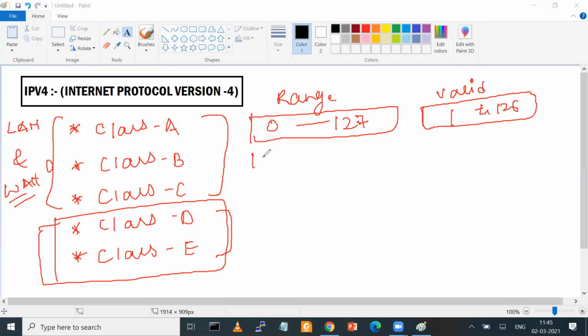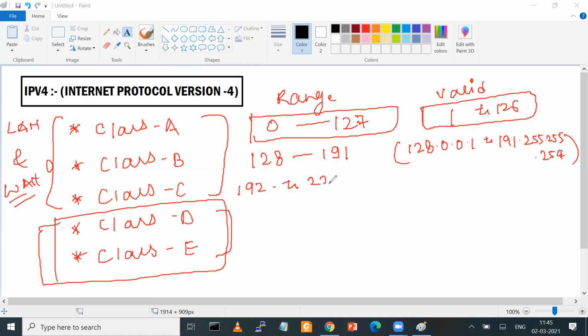Class B range is 128 to 191. This is the class B range. Valid range is 128.0.0.1 to 191.255.255.254. This will be my valid range for class B. Class C is 192 to 223. This will be the range of class C.